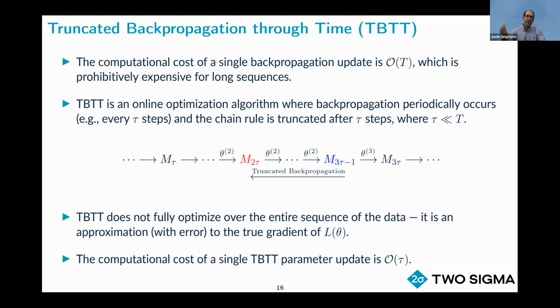Of course, the trade-off is that the truncated algorithm is not using the correct direction of steepest descent in the parameter updates. It is a computationally tractable approximation, which has error. Another way to view the truncated backpropagation algorithm is that information from previous times in the sequence is flowing forward via the memory state, but we are not fully optimizing over the entire sequence when training the model.